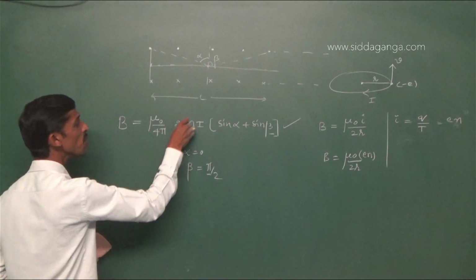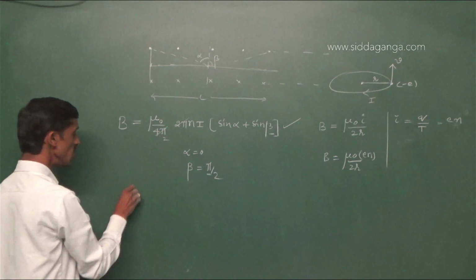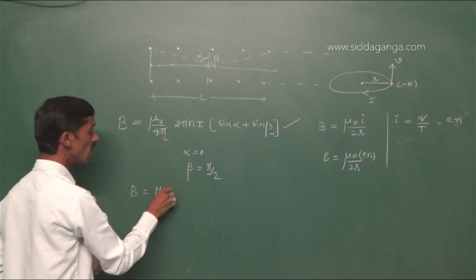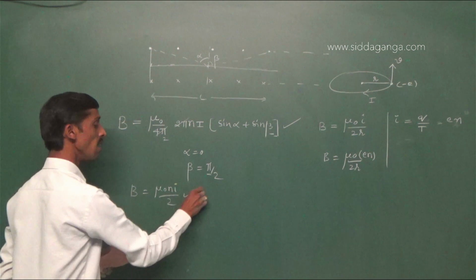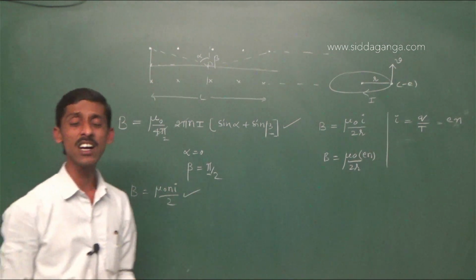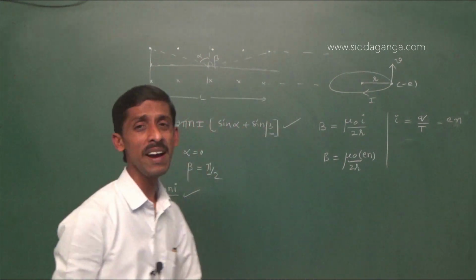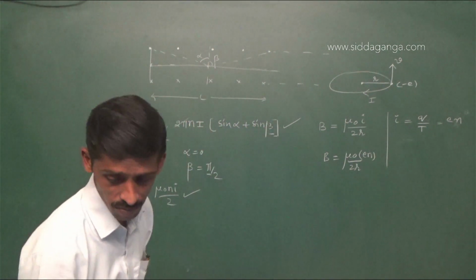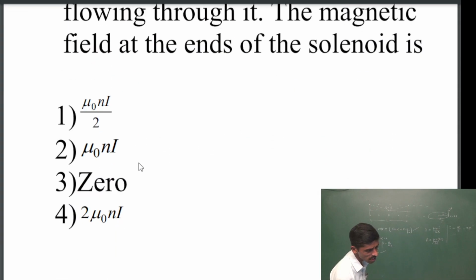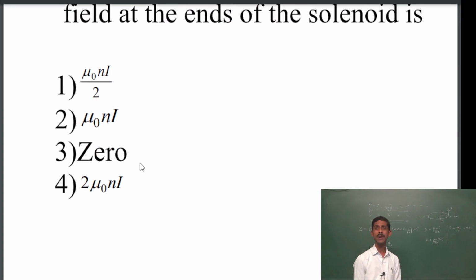So that is 2 pi over 2 pi, and B is equal to mu naught n I by 2. The magnetic field at one end of a long solenoid is mu naught n I by 2, but at a point inside the solenoid it is mu naught n I. So the correct option is the first option, mu naught n I by 2.